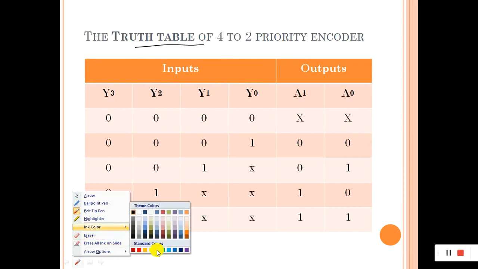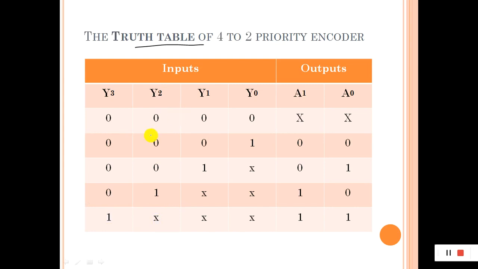Here in this one you can see there are four inputs: y0, y1, y2, y3, and two outputs. Now what it is saying: when all inputs are zero, y0, y1, y2 and y3 all zero, then we don't care about the outputs. So these are the don't care. We don't care about the output when the condition is all zeros. This is the not required or don't care condition. Rest, when the inputs y3, y2, y1 are 0 and y0 is 1, then we have the output 0, 0.